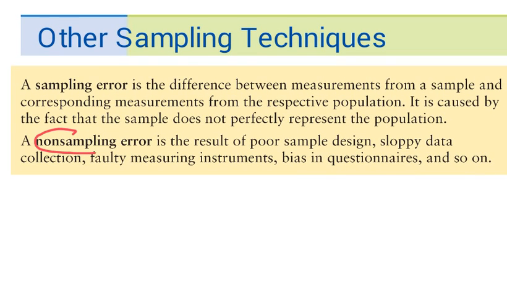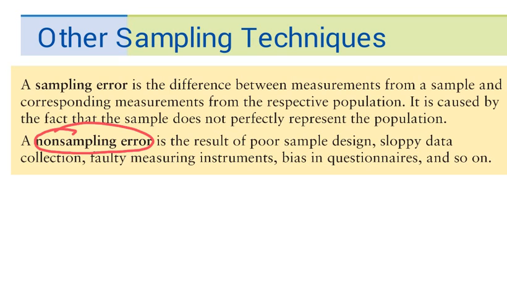If I can get the screen to stop moving. A non-sampling error is a little different. That would be a result of having poor sample design, maybe sloppy data collection, not using good measuring instruments, like in the backpack weight survey, choosing to use different instruments and ones that aren't maybe appropriately calibrated. Bias in questionnaires, and we'll talk a little bit more about bias in the next day, etc.